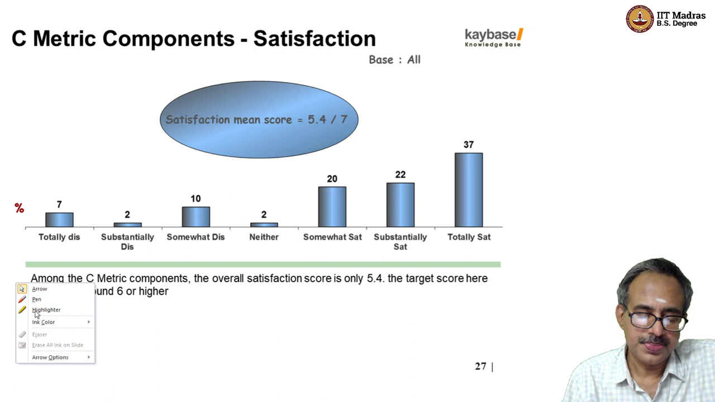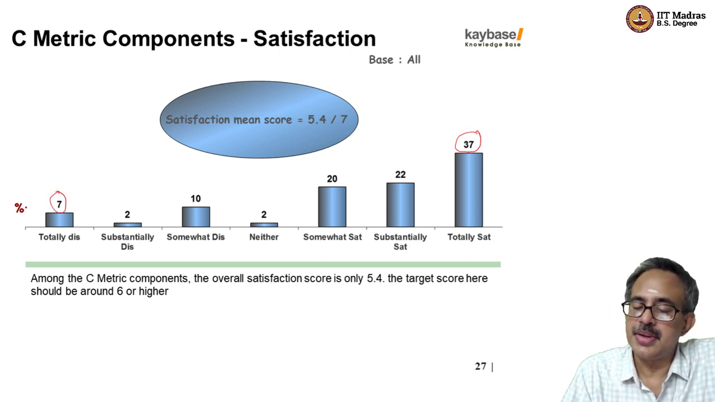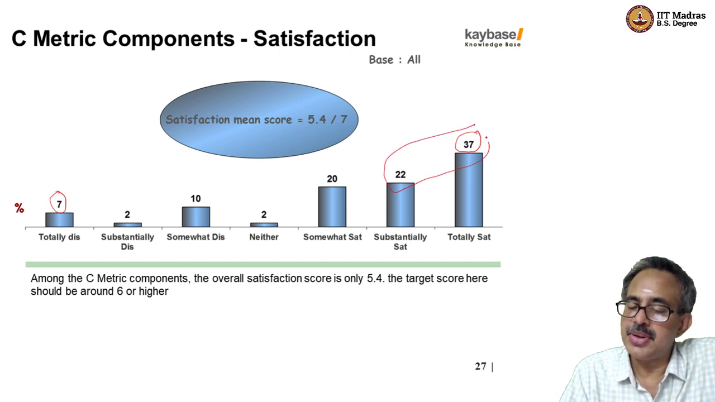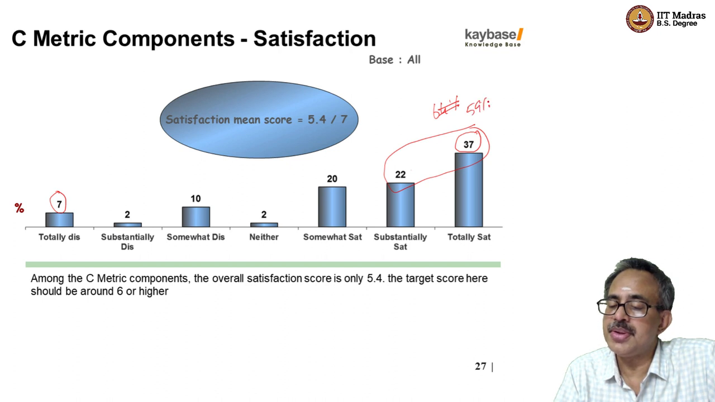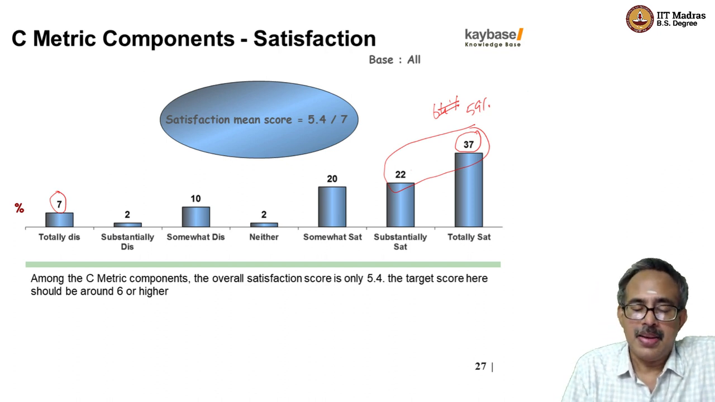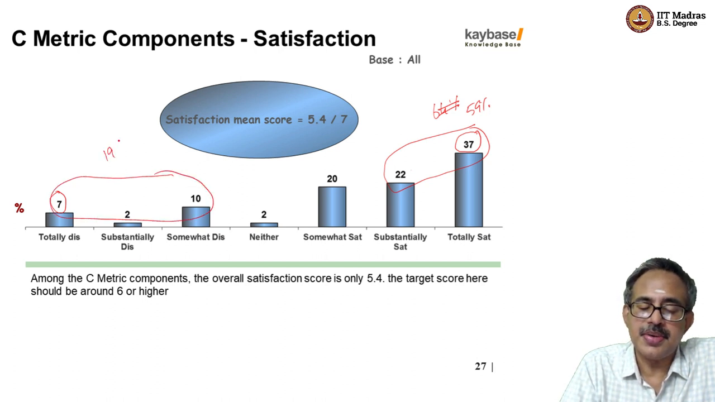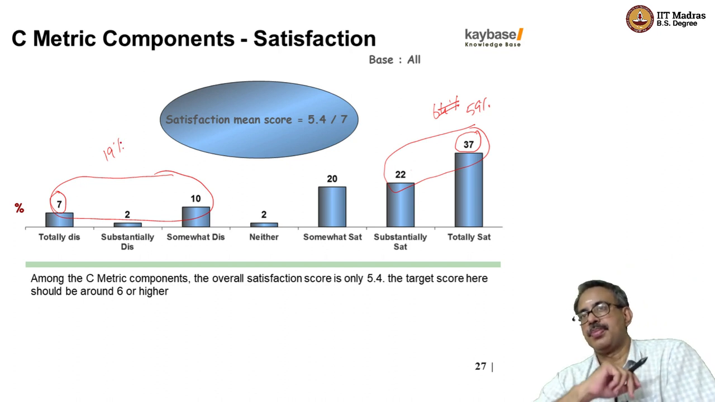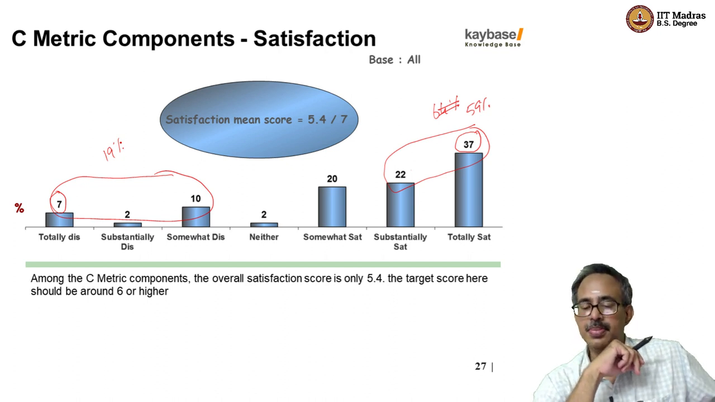Look at satisfaction. We had a 7-point scale. 37% of the respondents are totally satisfied. 7% are totally dissatisfied. Substantially and totally together is 64%, which is pretty good. So nearly 2/3 of the sample. Sorry, it's 59%. I'm sorry, it's 22. So 59% is either substantially or totally satisfied, which is not really very good. It's less than 60%. And as many as 7 plus 2 plus 9, 19% is dissatisfied. That's not a good sign. 19% of the customers being dissatisfied is not a very good indication for the company.